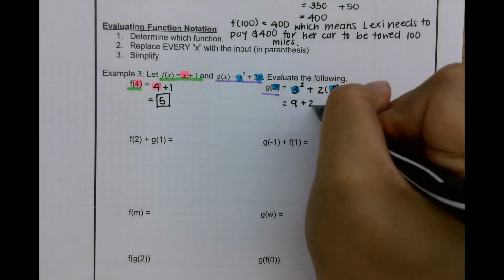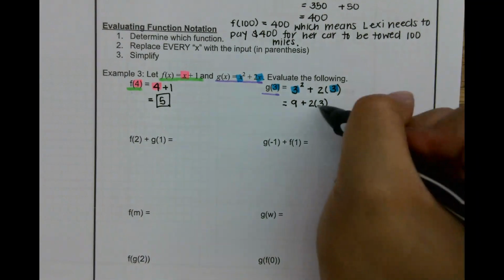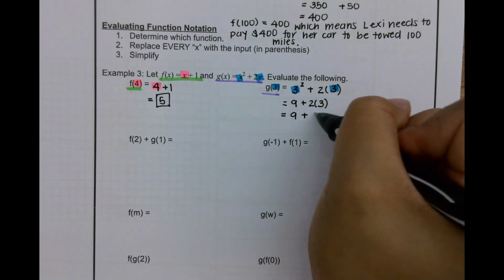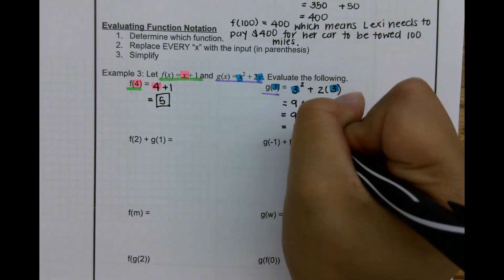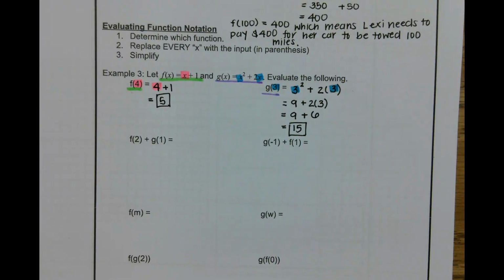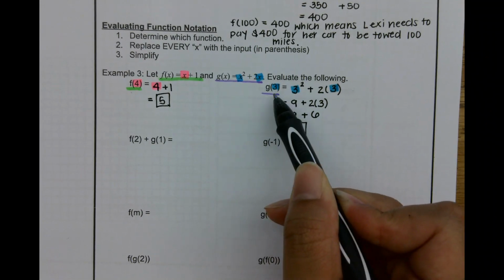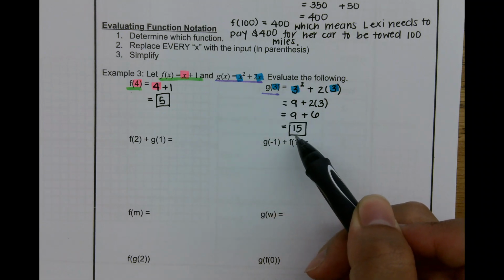And then I'm going to write it just because some of us always forget. Okay, then it's multiplication. So 2 times 3 is 6. And then 9 plus 6 is 15. Oh, look how important our order of operations is. So g of 3, remember it doesn't mean g times 3. Nope, g of 3 equals 15.